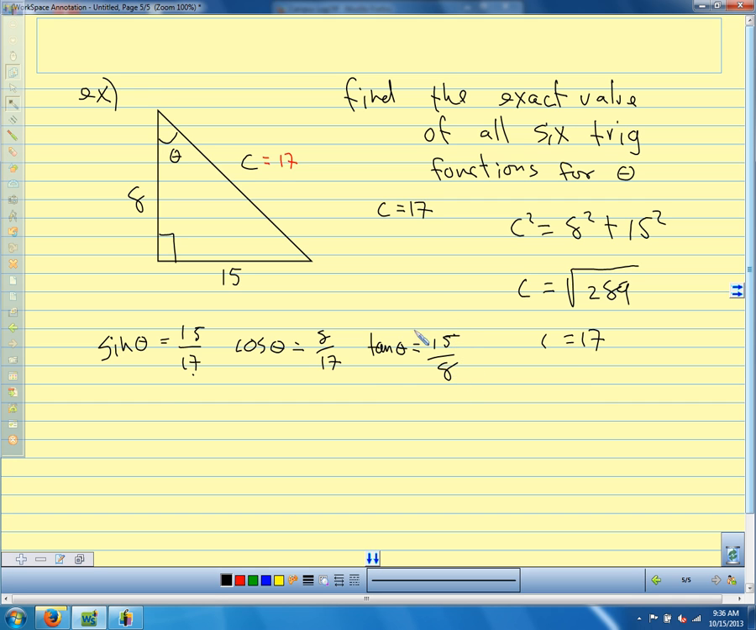And then we're really done because the cosecant, what do we do to get the cosecant? Just flip the fraction. 17/15. The secant, we're just going to flip that fraction. 17/8. The cotangent, 8/15. And there's my exact value for my trig functions, all 6 trig functions for that angle.